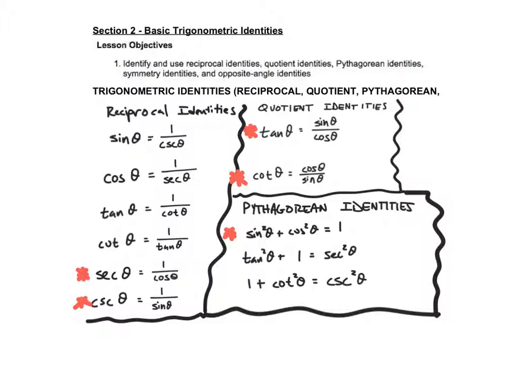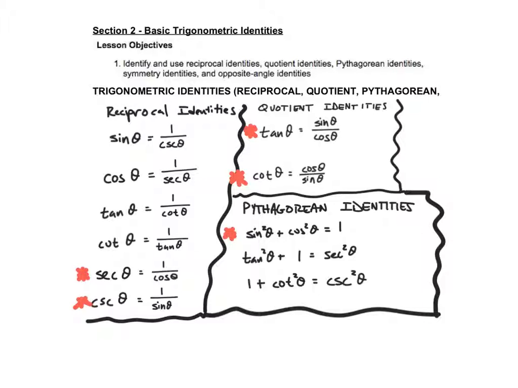The reason why I highlighted those is because these are primarily in terms of sine and cosine. Secant and cosecant are written using sine and cosine. Tangent and cotangent are written using sine and cosine. And then for the Pythagorean identities, if you go back to section 1, I talk about how we develop these other identities. But we're just going to be using those to help us.